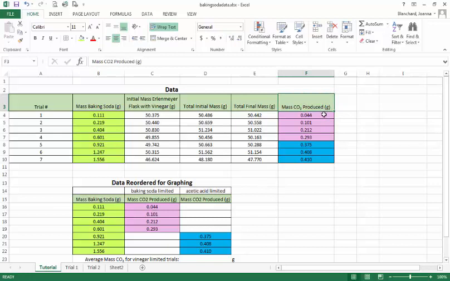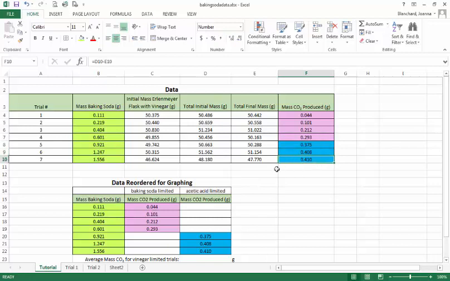But as is explained in the directions, we actually need to graph this as two separate series. What you can see here in pink is the data where I decided that the baking soda was the limiting reactant. So the baking soda limited how much carbon dioxide was produced. And then in blue, I highlighted the data where I felt like the acetic acid was the limiting reactant, or the acetic acid was limiting how much carbon dioxide could be produced.